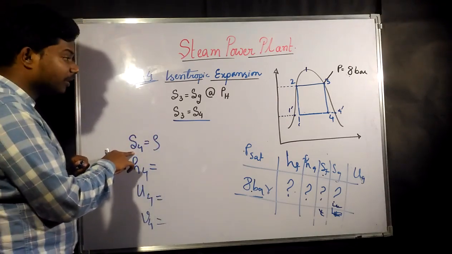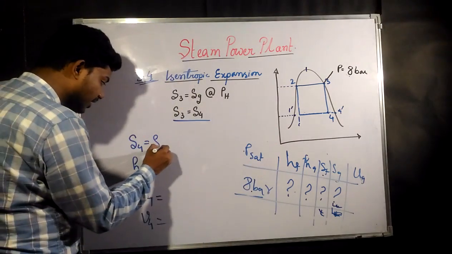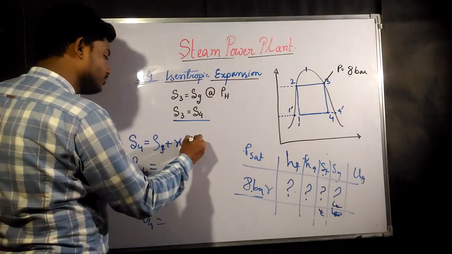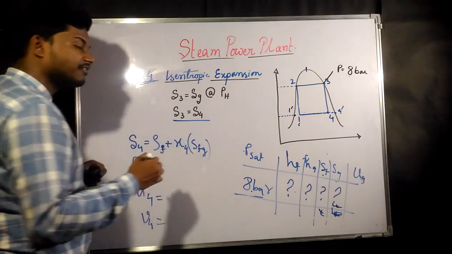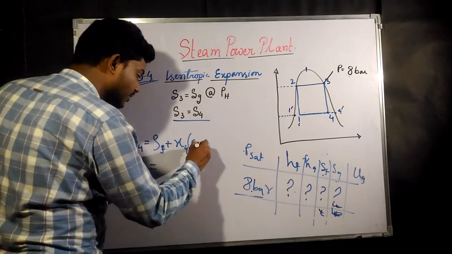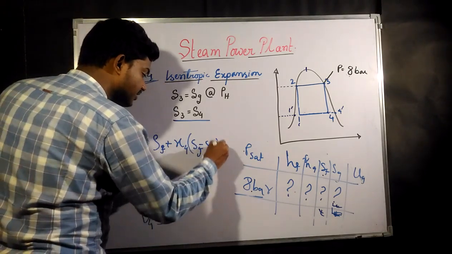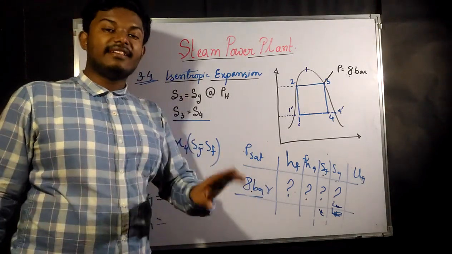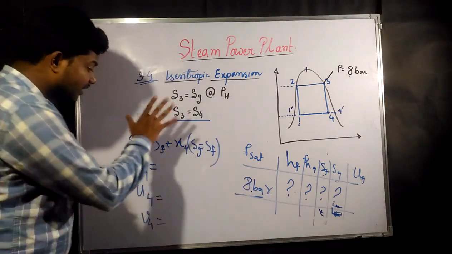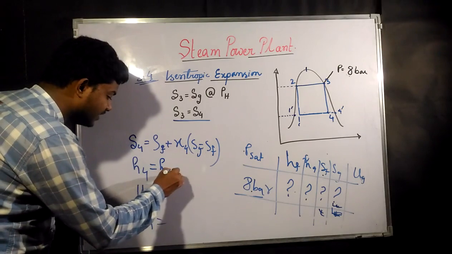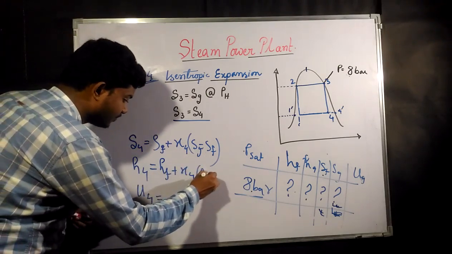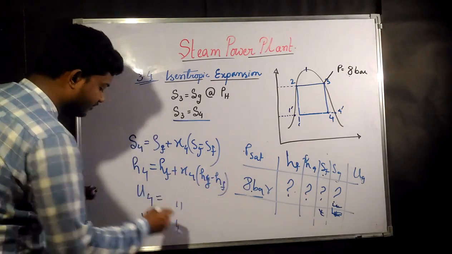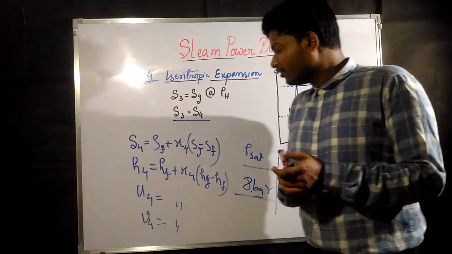If it is given the entropy, you need to find entropy at point 4. This is nothing but SF plus X4 into SFG. SFG is nothing but Sg minus Sf. This total thing is written in terms of SFG. Now all the relations are going to be the same. This is also going to be the same: HF plus X4 into Hg minus HF. Similarly, each and every point is going to be the same.